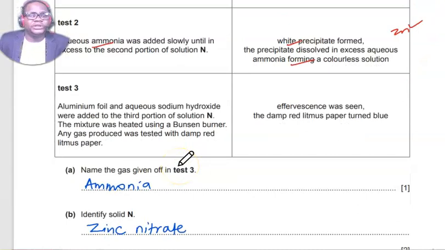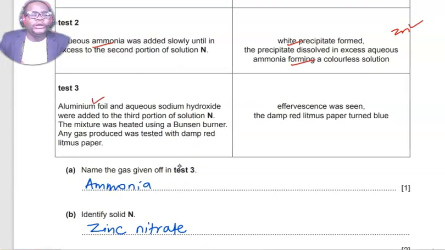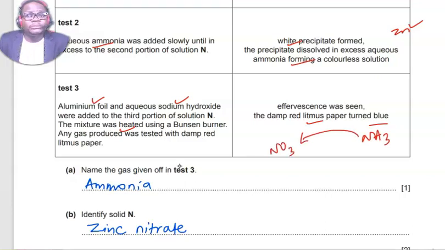Okay. Now test 3, aluminium foil. When you use aluminium foil followed by sodium hydroxide followed by heating, you know that is the test for nitrate. And they told you here that effervescence was seen. That means a gas was released, and of course the gas turned what? Red litmus paper blue. The only gas that turns red litmus paper blue is ammonia. So this means that ammonia was released from a nitrate.